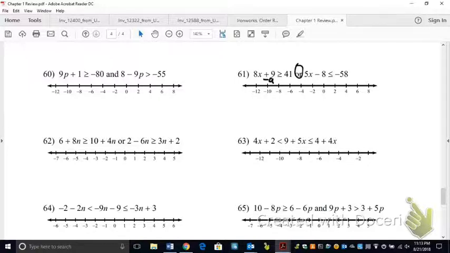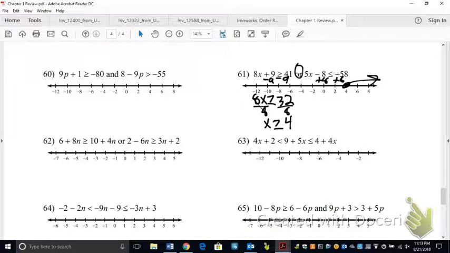So we want to subtract 9 from both sides. We get 8x is greater than or equal to 32. Divide both sides by 8, and we get x is greater than or equal to 4. So we're going to graph that. Closed circle because it's greater than or equal to, arrow to the right because it's greater than.